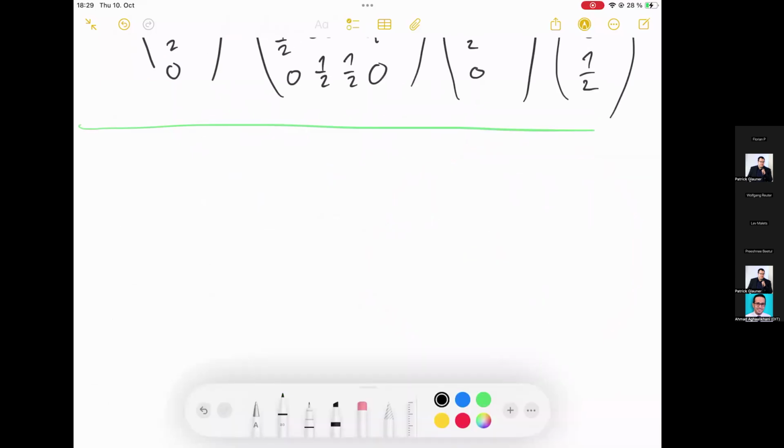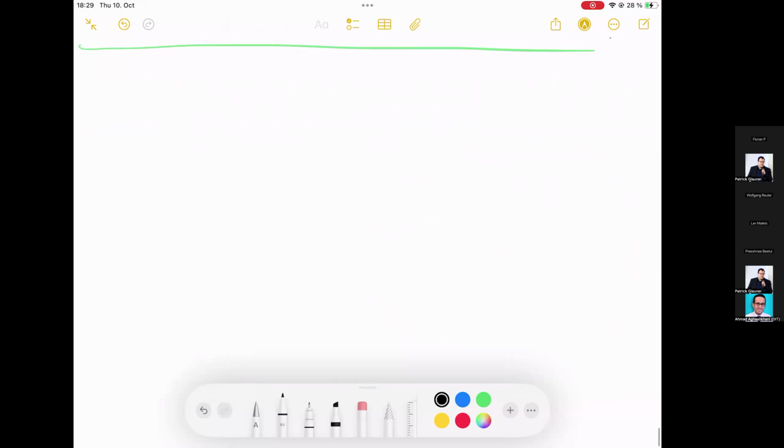Somehow, each time I open the Notes app today, it's always starting from the top, and I need to scroll down, which is quite bothering.